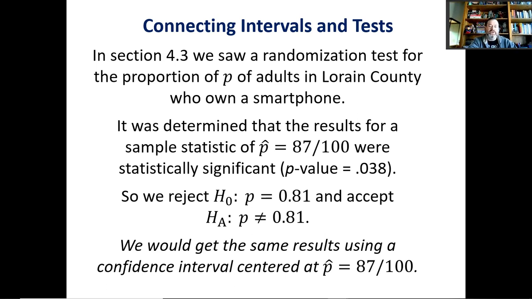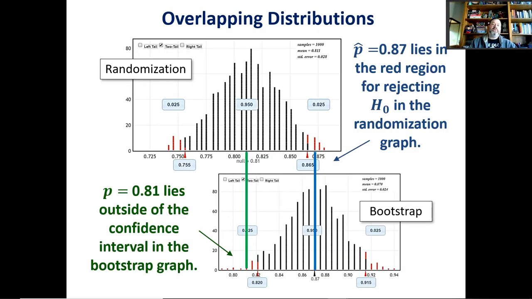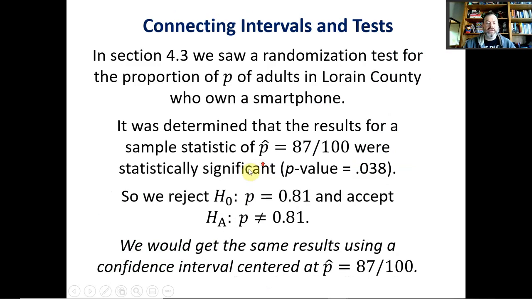Notice we would get the same results using a confidence interval centered at p-hat. So here's a picture of the two distributions, and I just overlapped them to show you how this works. So here is our randomization distribution. The null hypothesis is 0.81, right? It says right here, null hypothesis 0.81.